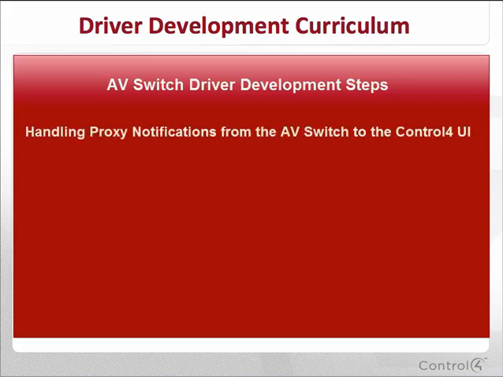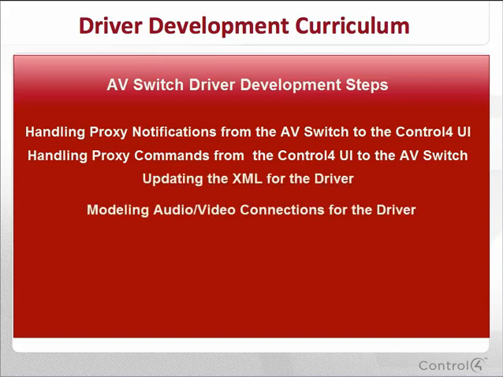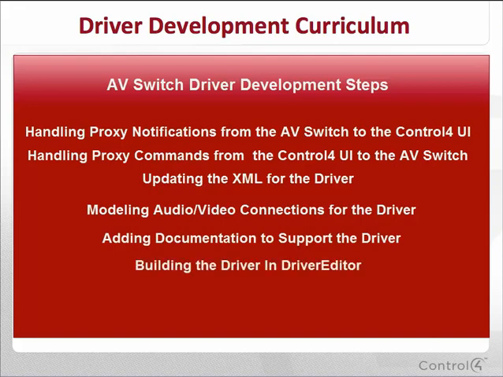Now, let's begin to modify this template and turn it into a publishable C4Z file which supports an AV switch. In this section of the video, we'll show you examples of each of the development steps to complete the driver. These include handling proxy notifications from the AV switch to the Control4 UI, handling proxy commands from the Control4 UI to the AV switch, including device-specific commands that fall outside the scope of the Control4 proxy, updating the XML for the driver, modeling audio-video connections, adding documentation to support our driver, building the driver in Driver Editor, validating the driver in Driver Editor, and finally, publishing the finished C4Z file.